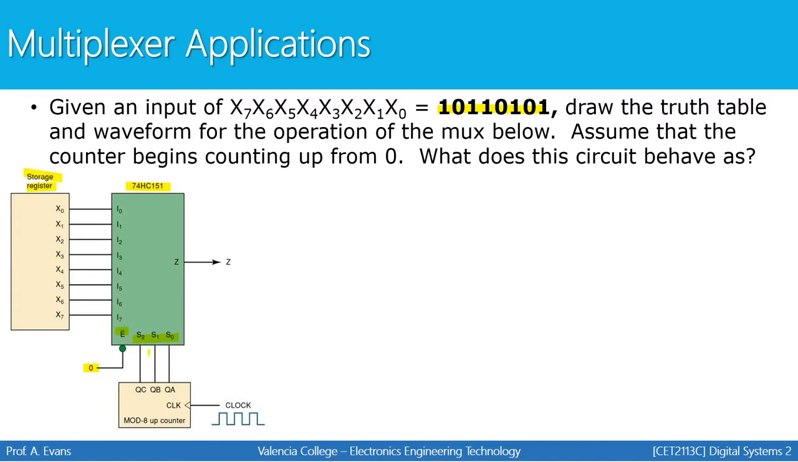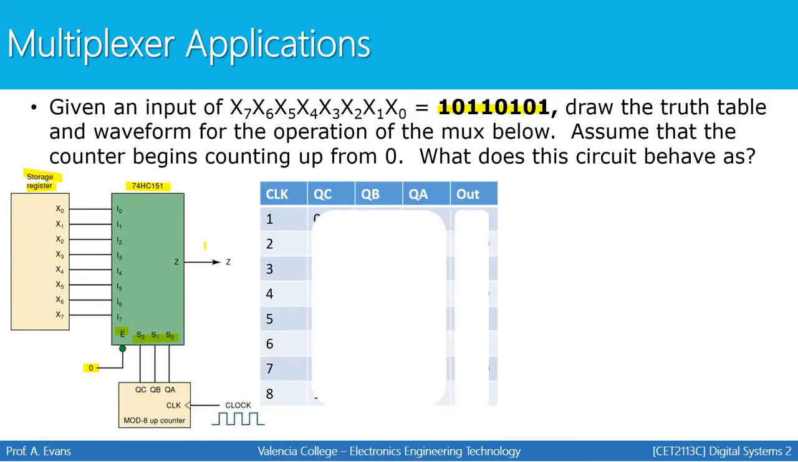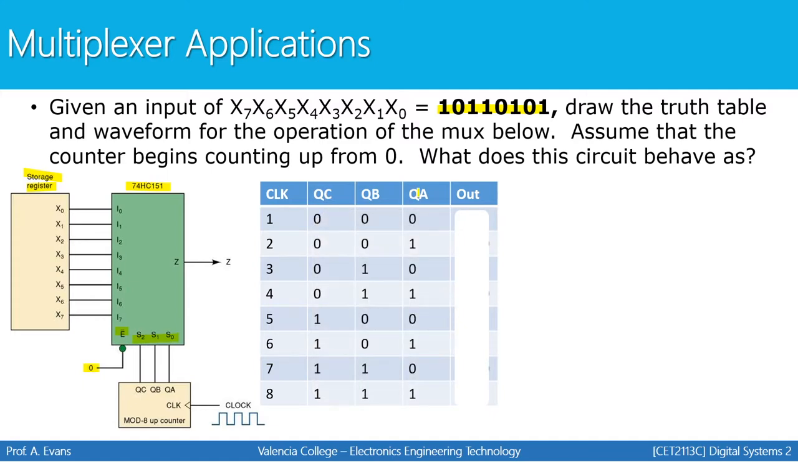We can see that the select lines are controlled by the output of this counter. So as the counter counts with each clock cycle, the select lines will change. As the select lines change, a different piece of data will travel to the output. Let's make a truth table to show what that would look like. So first you're going to start by writing the outputs of the counter, QC, QB, and QA, as the counter counts. So we're going to assume it starts from 0, first clock pulse, and then it's counting up.